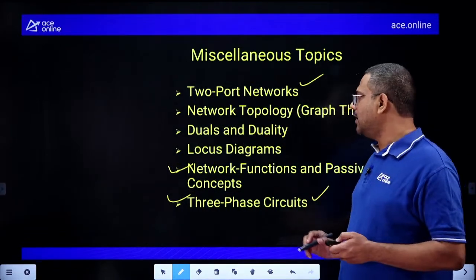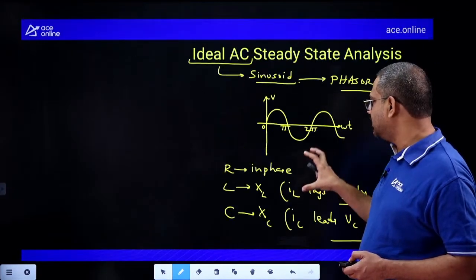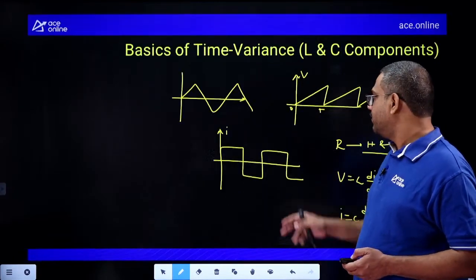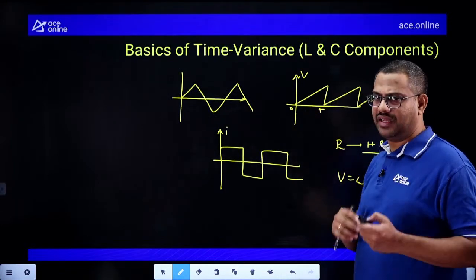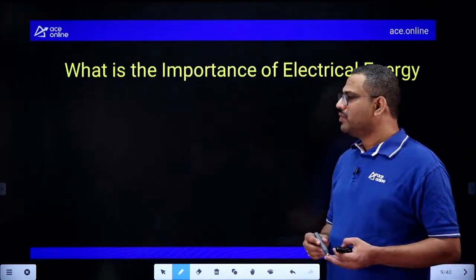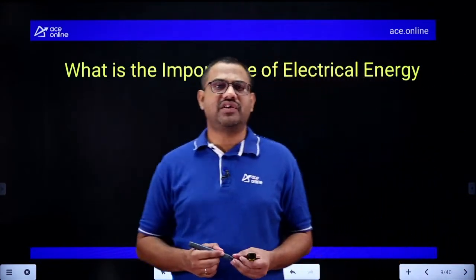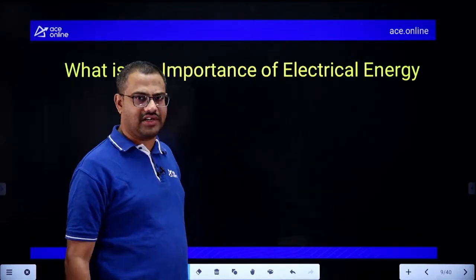That is how I would like to say: DC steady state, signal level number one waveform, AC steady state number one at power level, and miscellaneous signals, basics of time variance, and then dynamic response transient, plus special topics. Now, what is the importance of electrical energy? Okay, before I go, yes, I am starting my subject now. What is the importance of electrical energy?